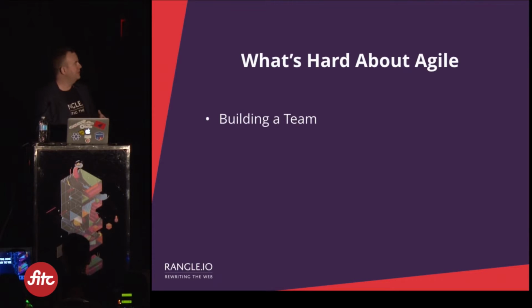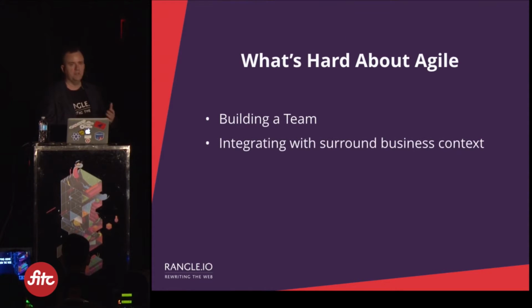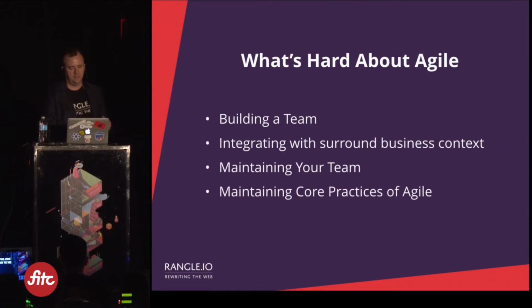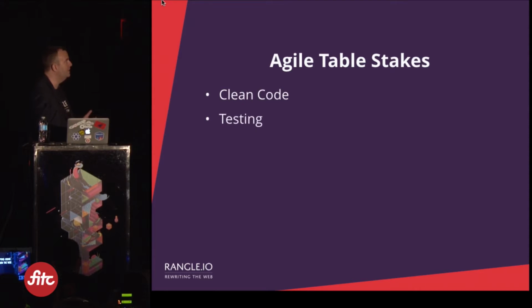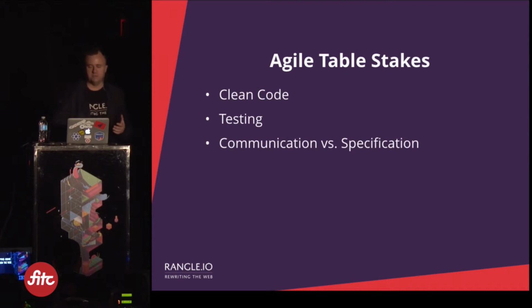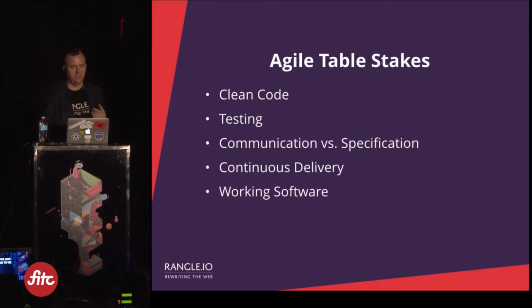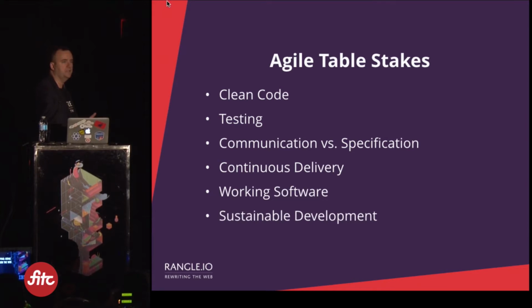So what's really hard about Agile is building a team, integrating with the surrounding business context, maintaining your team, and maintaining core practices of Agile. And so that's the theory, but it devolves very quickly. Some table stakes and some of the things that fall apart are clean code, testing, communication versus specification, continuous delivery, and working software. Things shift rapidly to just get it built, get it done, give me guarantees, and things start to fall apart. Sustainable development is another key practice in Agile development.